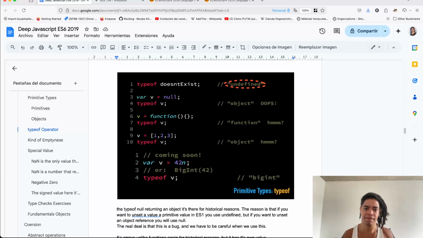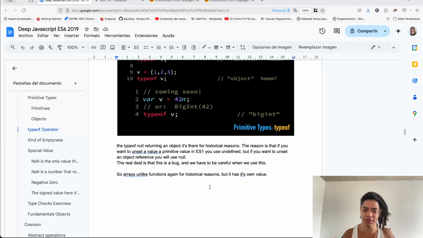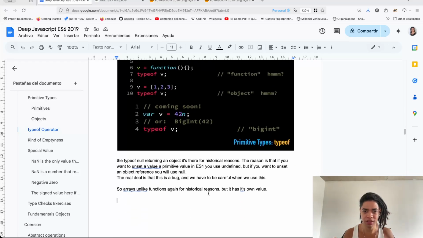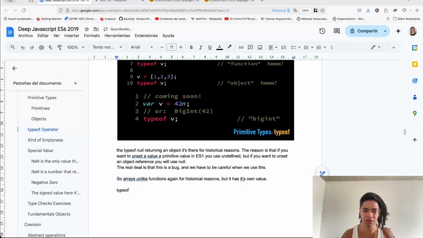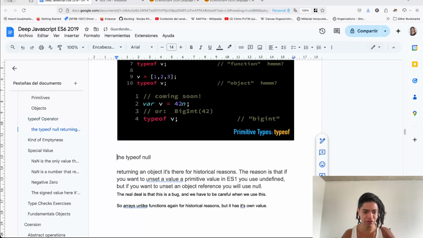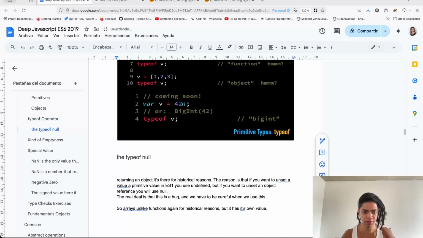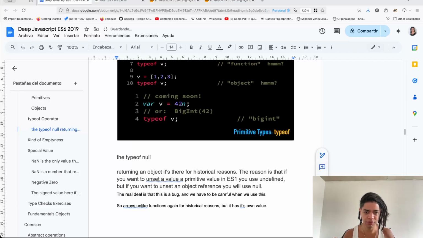Now, this is... And I think this is something to clarify, okay? The typeof v equal null. Exactly. So the typeof null, and I want to make a special mention here, because I think it's quite important. Yeah, it is. Absolutely. Come on.